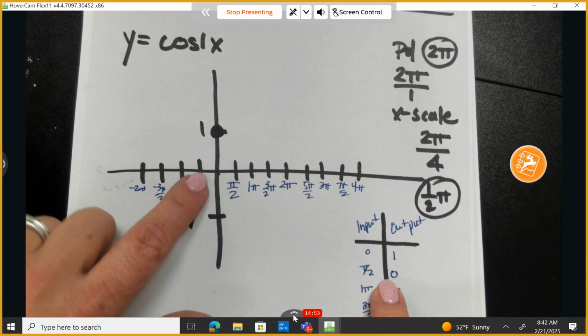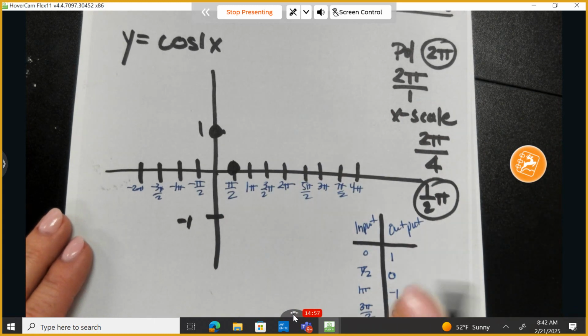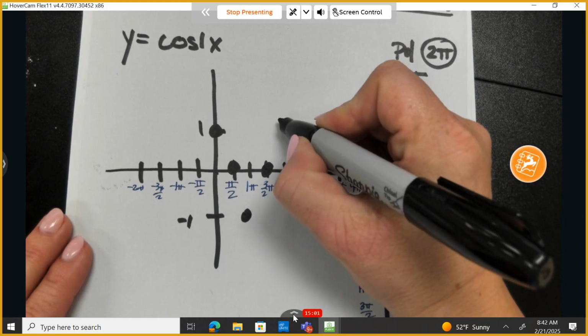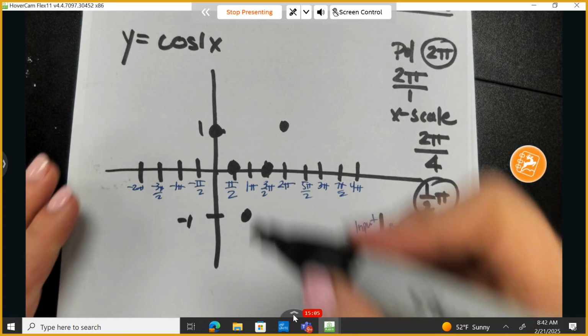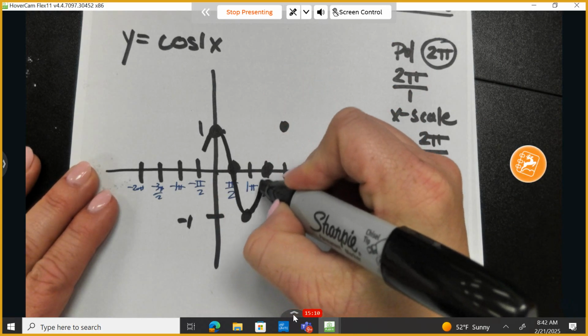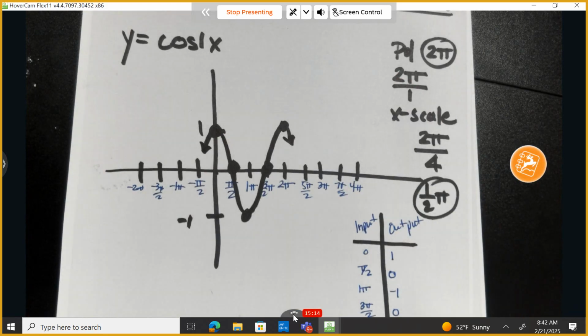Now let's go to pi over 2. The output is 0. Let's go to pi. The output is negative 1. At 3 pi over 2, it's 0. And at 2 pi, it's going to be 1. So here's what it looks like. It's a wave that comes down and it goes like this. That's one cycle.